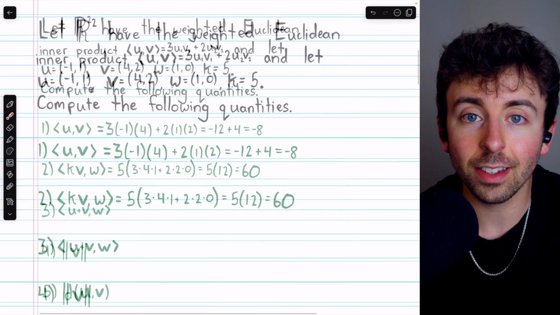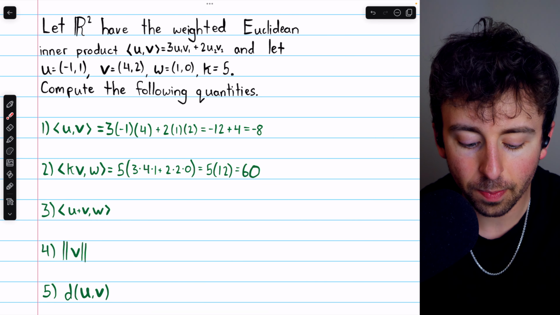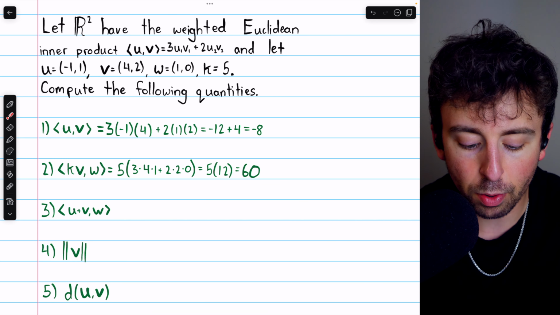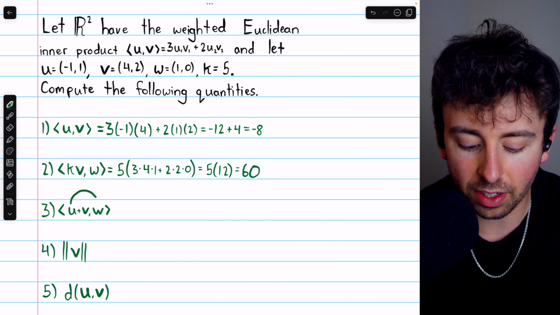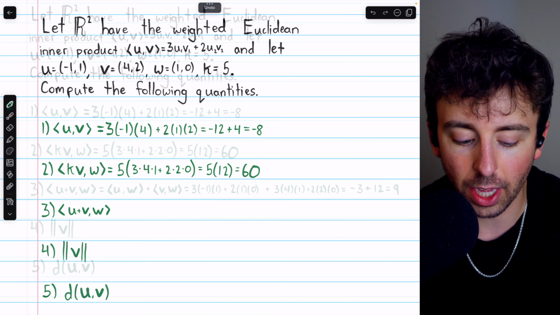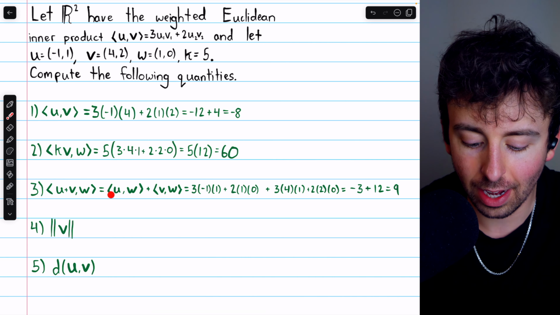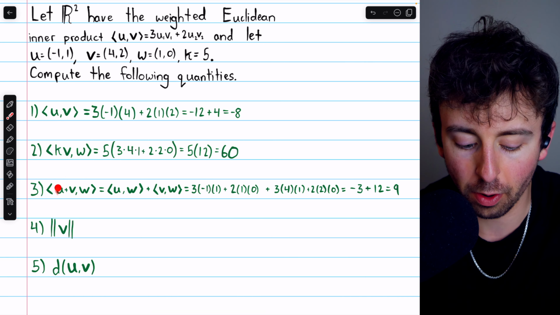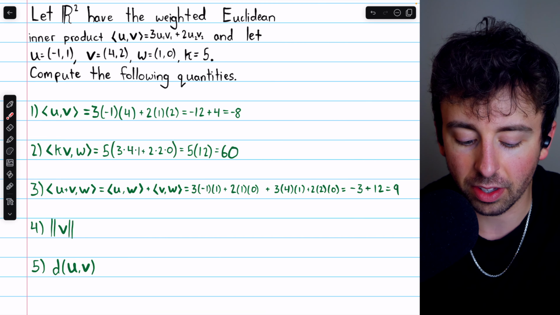so the final answer is 5 times 12, which is 60. Next, we'll compute the inner product of u plus v with w. To do this, we can split the inner product across this sum. So we'll compute the inner product of u with w, and then we'll add the inner product of v with w. That's sometimes called the additivity property of inner products, and it looks like this. So first we have that inner product of u and w, and then the inner product of v with w.